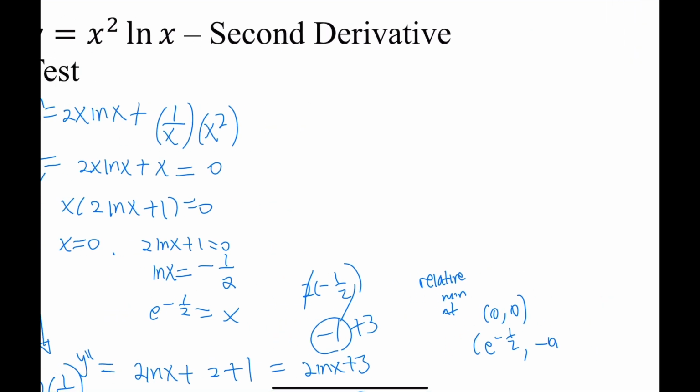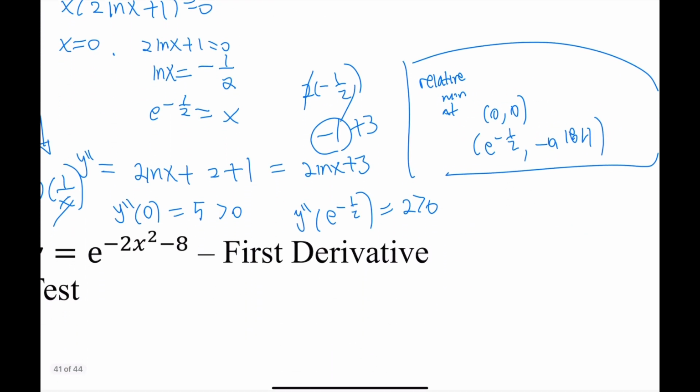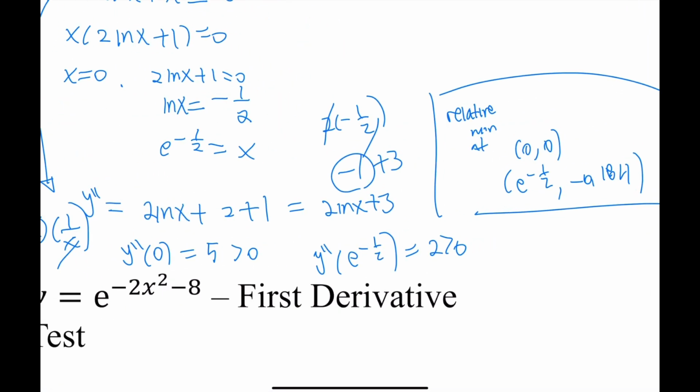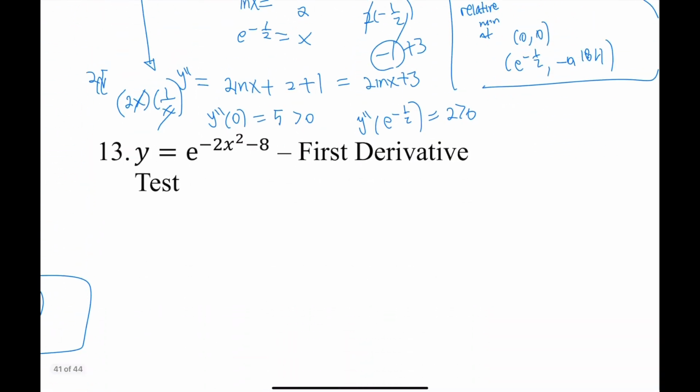negative 0.184. Okay, and then just giving you a little bit of time to check your work, as I check my work too. Okay, got it. And then let's go to our second to last question, 13.